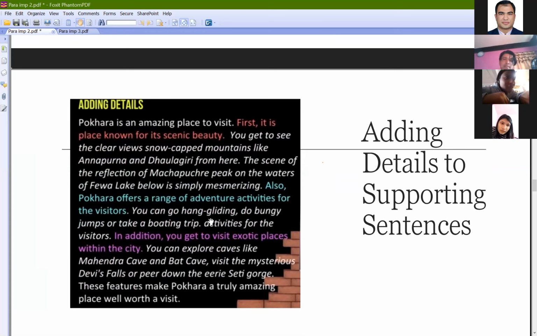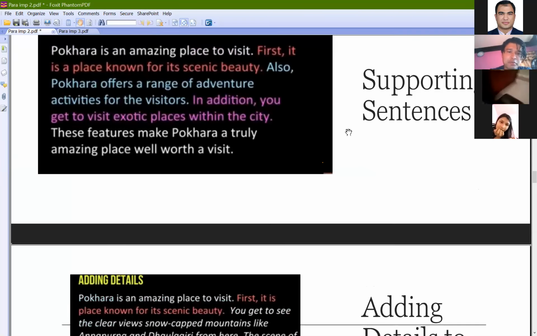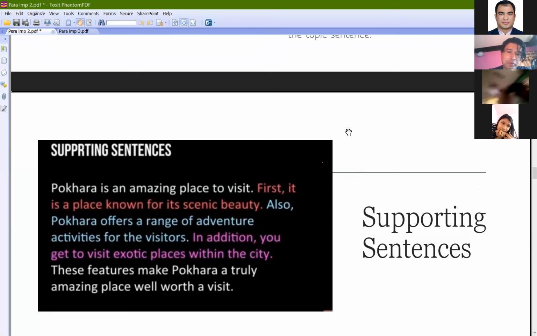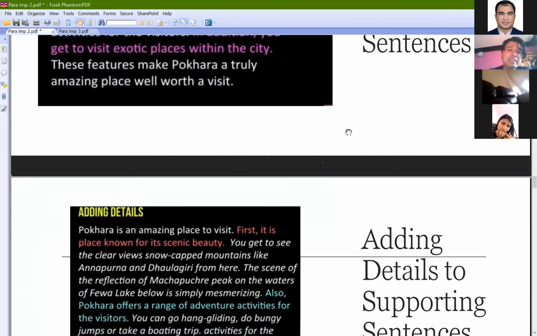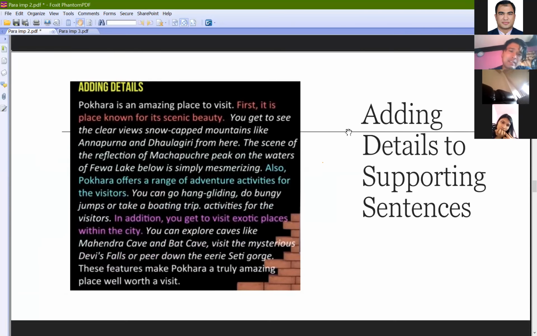Now, this paragraph is just an elaboration of what you read in the first one. In the first one, we only have supporting sentences, not the details. Now here we have details. Pokhara is an amazing place to visit. First, it is a place known for its scenic beauty. Now, why is it known for its scenic beauty? You get to see the clear views, the snow-capped mountains like Annapurna and Dhaulagiri from Sarangkot.